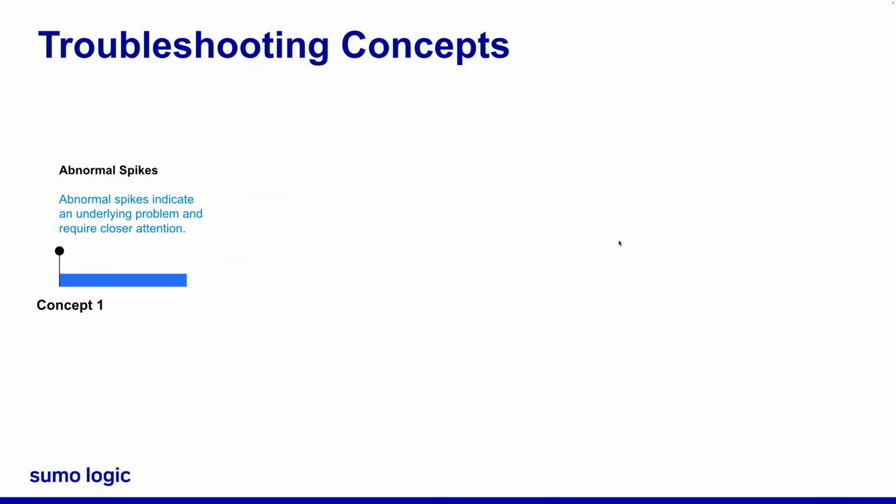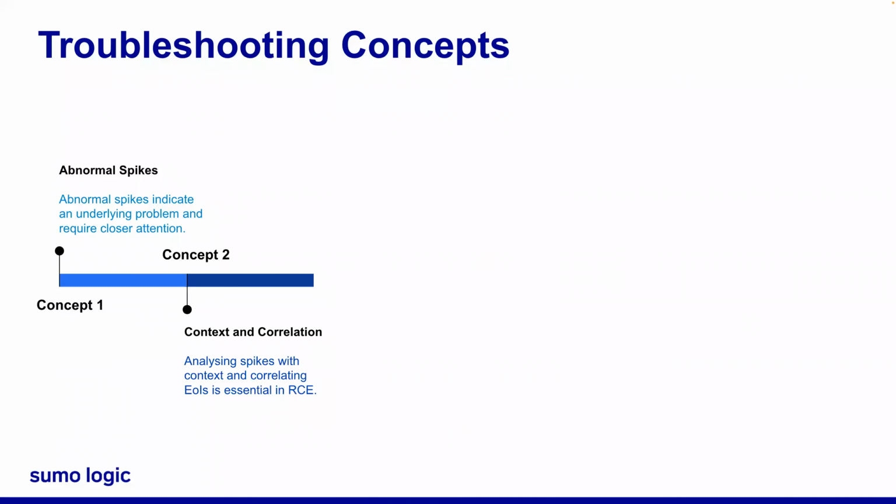Now, another troubleshooting concept is going to be context and correlation. Analyzing the spikes with context and correlating events of interest is going to be essential to utilizing RCE. In large deployments, there might be thousands of AWS CloudWatch, tracing, or Kubernetes metrics that may be anomalous over the course of an outage or an incident, and might make it impossible for an on-call user to deduce which resources might be related to the root cause. With the ability to correlate those EOIs, those events of interest, based on context, Root Cause Explorer can significantly accelerate that incident triage and root cause isolation.